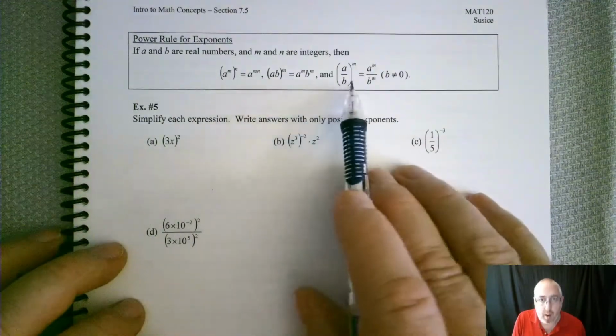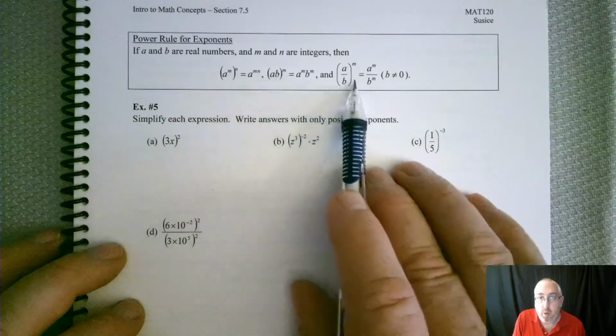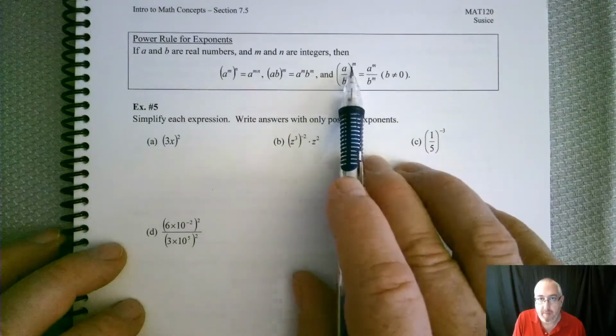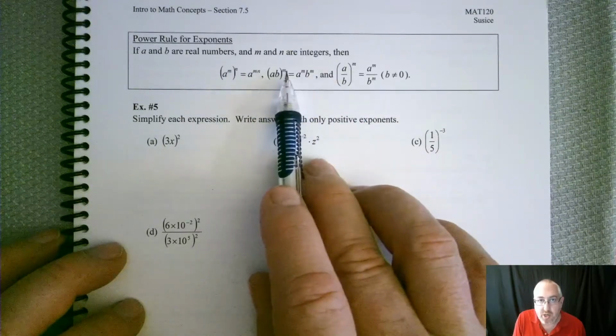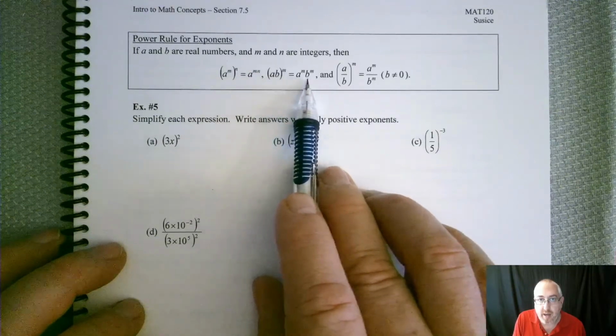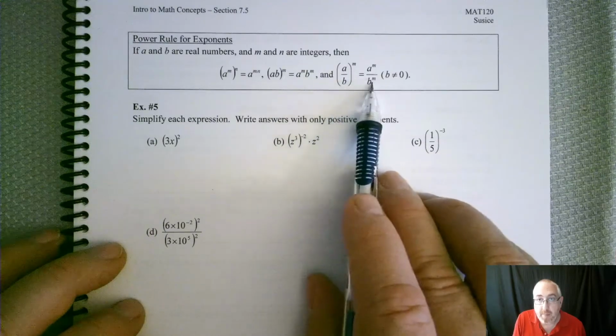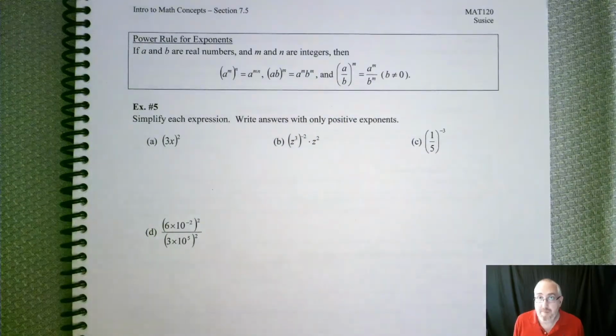The next 2 are kind of looking at products raised to a power and quotients raised to a power. Essentially what you're doing is you're going to distribute that exponent onto each piece inside. So it's distributed to the top and it's distributed to the bottom. And that's it. So that's how that power rule works. So it's kind of like distributing.